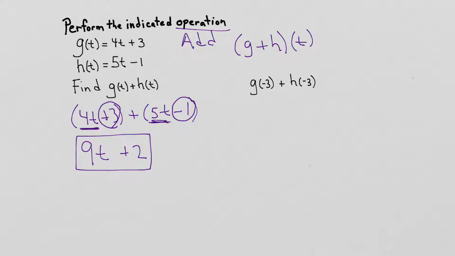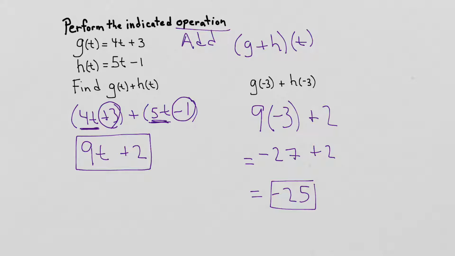The second part of this question gives us g of negative 3 plus h of negative 3. We take our answer from the first step when we added g of t plus h of t, and we substitute the t's with negative 3. So we have 9 times negative 3 plus 2. 9 times negative 3 is negative 27. Add 2 to that gives us the answer of negative 25. This, negative 25, is your answer to g of negative 3 plus h of negative 3.